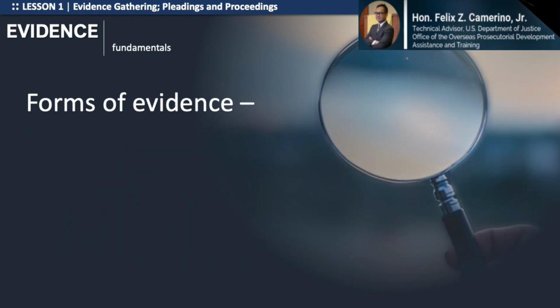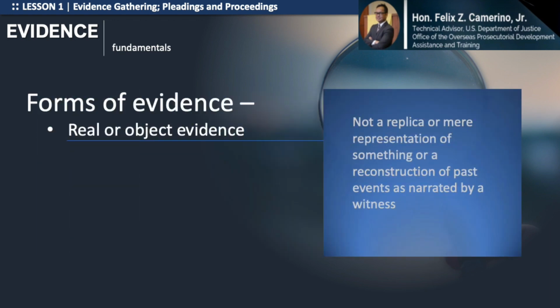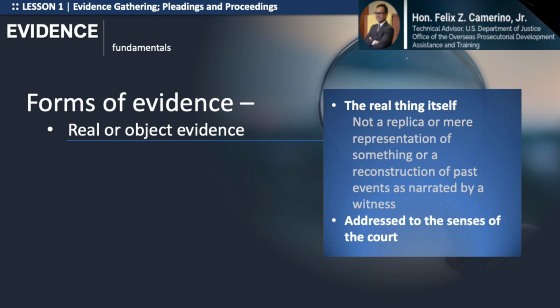The rules on evidence provide three forms, and we'll discuss them one at a time. All right, let's start with the first one, which is real or object evidence. Real or object evidence are essentially not a replica or mere representation of something, or a reconstruction of past events as narrated by a witness. They are the real thing themselves, the real thing that is addressed to the senses of the court. These are the actual tangible objects that can be felt, that can be touched, that can be seen.